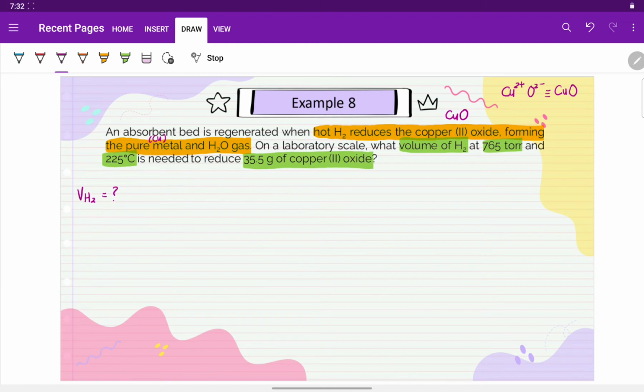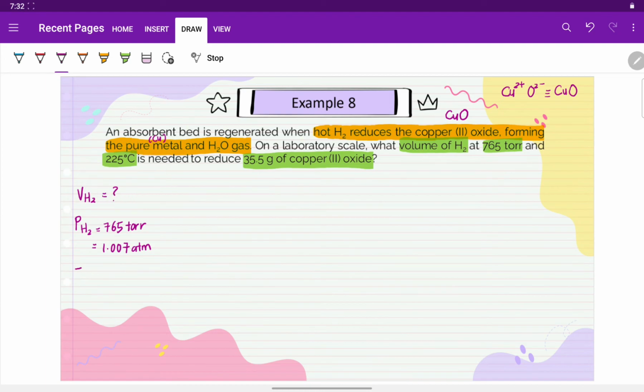Kemudian kita ada pressure dekat sini. Pressure ni untuk siapa? Untuk H2. So tulis pressure untuk H2 adalah 765 torr. Okay, awak boleh tukar siap-siap kepada ATM. So, 765 torr is equal to 1.007 ATM. Okay, kemudian kita ada temperature.